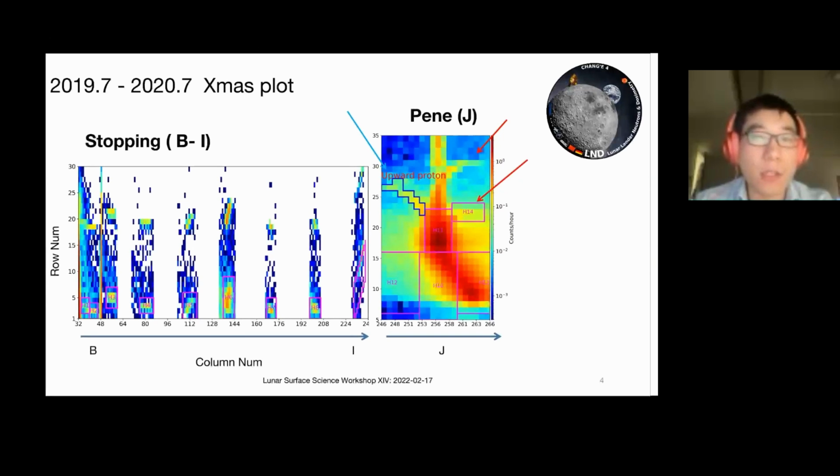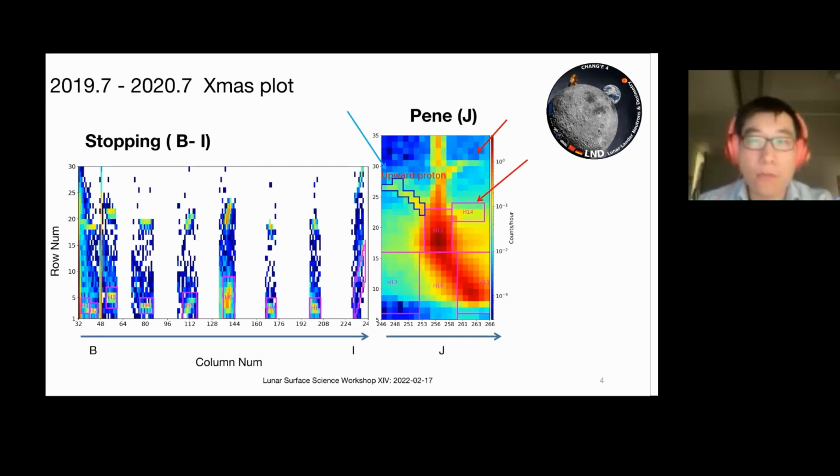Here I just showed part of it, which I mainly split into a stopping particle and a penetrating particle. Since we only focus on the protons, I just marked out these proton data products. For the stopping particles, we measure protons with energy from around 8 to 35 MeV. In the penetrating part, we also measure protons, for example, in this box, penetrating protons with energy above 35 MeV.